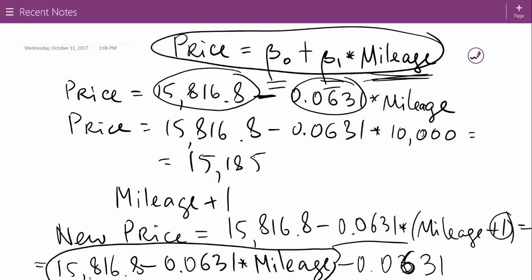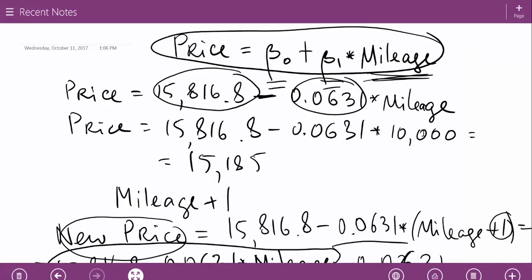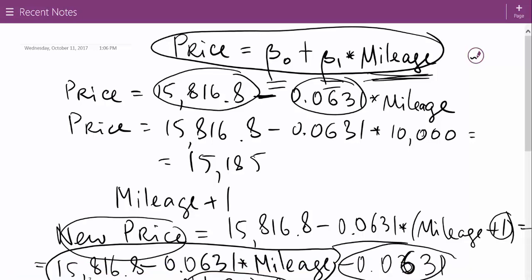So this part of my equation is what? 15,816.8 minus 0.0631 times old mileage. That's my old price, before I put an extra mile on it. Look at that. After I put 1 mile on the car, my new price is take the old price and subtract from that, and what's that value? That's exactly my slope, right? So my interpretation of the slope is like that.